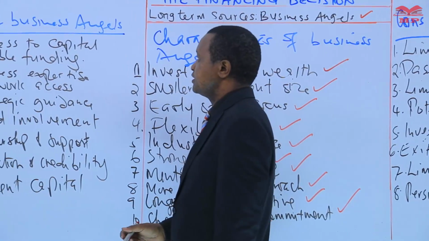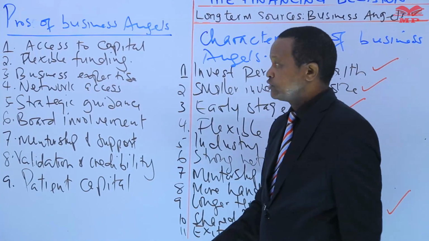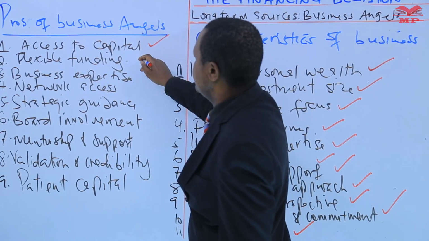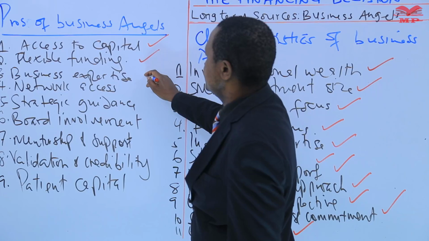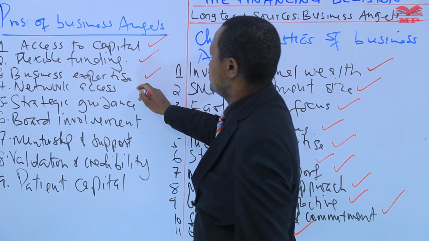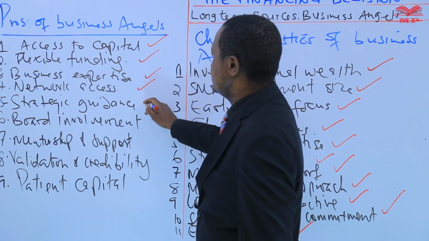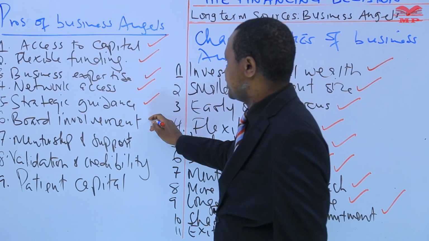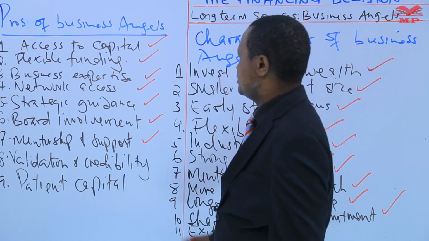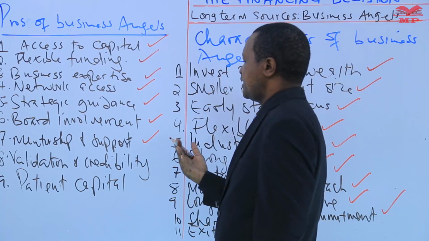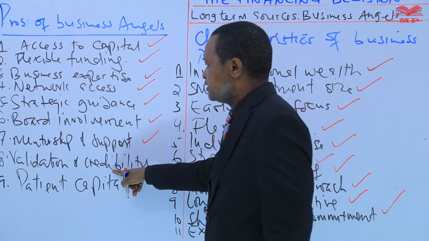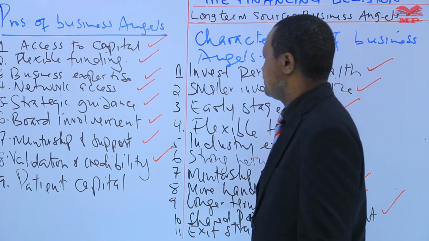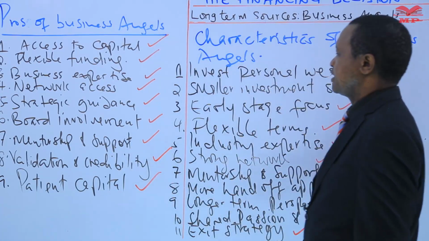We went further in this lesson to give an adumbration of the advantages of business angels. One is access to capital, flexibility in funding, business expertise. Network access is also an advantage. They give strategic guidance. They may be involved at the board level in strategic decision making. They offer mentorship and support. Having a business angel as an investor in a business, we said, gives credibility and validation, which can further attract more investments or funding. Then lastly, patient capital.